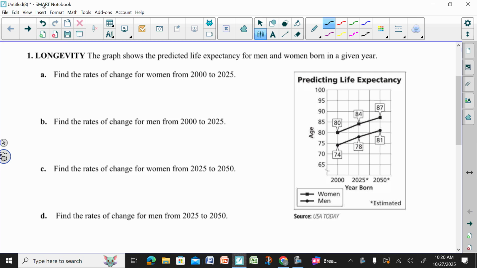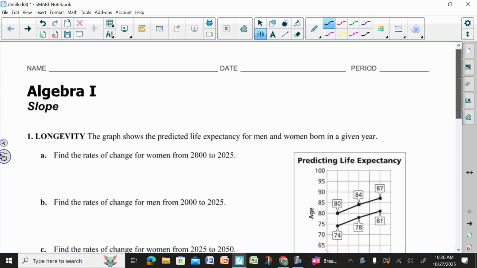All right, so this is the second day of slope, and this assignment focuses on the rate of change. And also, if I have slope, how do I find a missing coordinate? So just the other two aspects that we talked about in the notes, kind of separated it. Yesterday, we just worked with straight up slope.